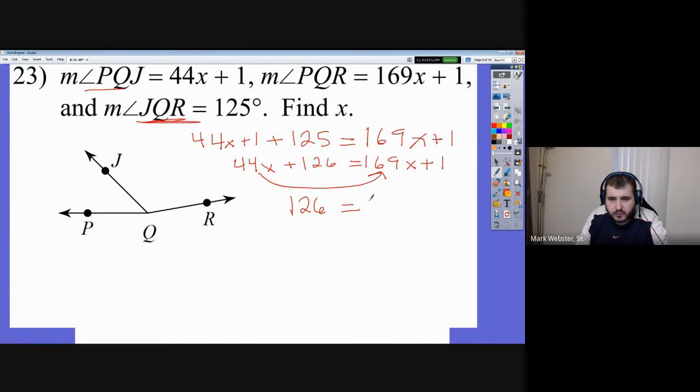169 minus 44 is 125. I'm going to take this 1 then and subtract it over to the other side here. 126 minus 1 is 125. And so when I divide both sides by 125, I'd better get x equals 1.